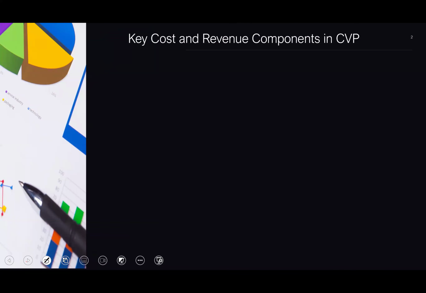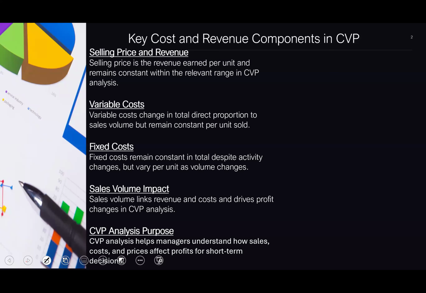Okay. So here we are going to talk about some of the key concepts that we are using. We will be using sales price and revenue. We typically call it price, P. Variable cost, you know what the meaning of variable cost by now is. Costs that change, we call them V. We are going to call all the fixed costs F. The number of units sold is what we mean by sales volume. We will typically use Q for quantity.